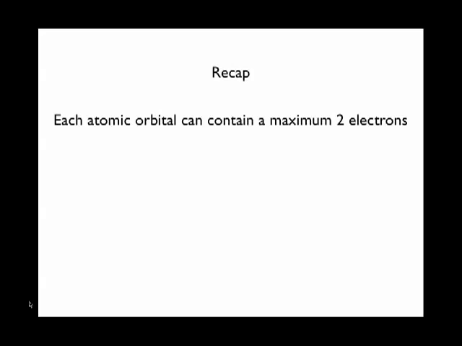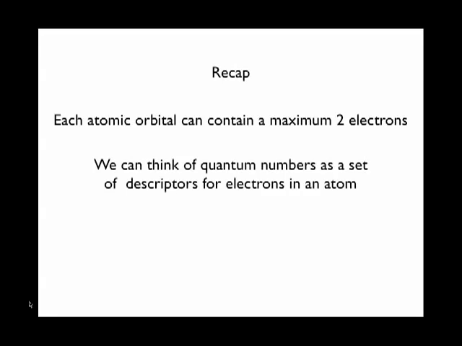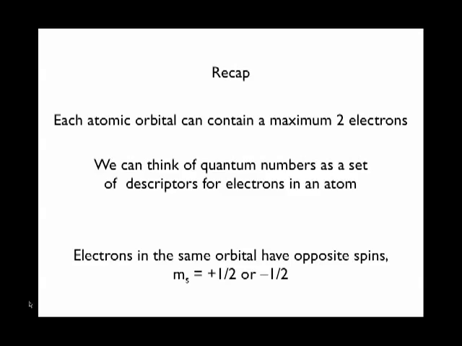So to recap, each atomic orbital can contain a maximum of 2 electrons, and we can think of a set of quantum numbers as descriptors for electrons in an atom. And in fact, each electron in an atom has a unique set of quantum numbers. Remember m sub s? Electrons in the same orbital would have all the same quantum numbers except m sub s, which would be either plus a half or minus a half.